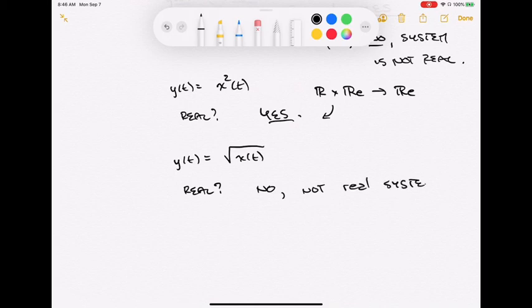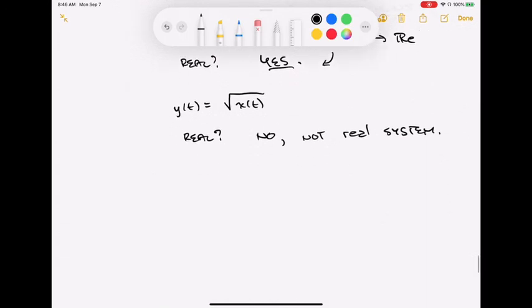Now we could try to go through some sort of generic proof. You could make some big logic in there, but why not just do it by counterexample? We could say x of t equals -1 generates an output y of t equaling j. Real input, complex out. I've shown by a single counterexample that this is not a real system. By counterexample, you can disprove something, single example, and be done.